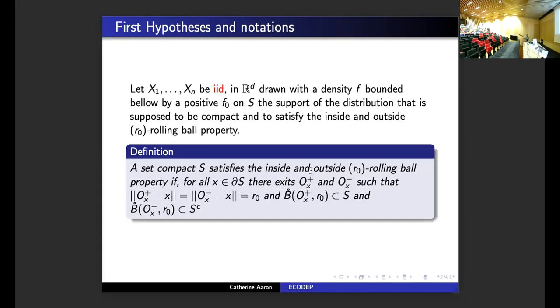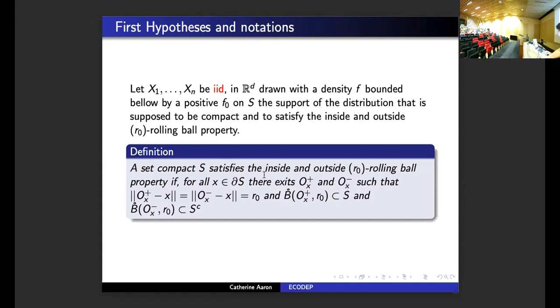We need first to put some hypotheses. The hypotheses we make in this kind of domain are always more or less the same. It's a bit restrictive. We have better results, but let's start with this one. We always have an IID sample. We suppose that we have a density which is bounded below by a positive constant on the support S. And we will also suppose that the density is of class C2 on S later. But on S, it's bounded below by a positive constant.